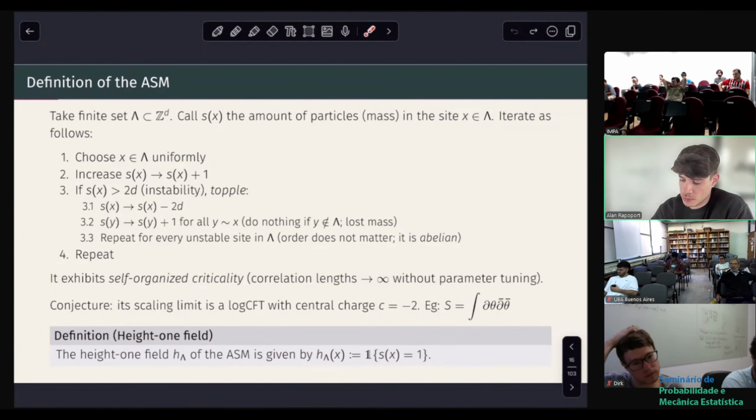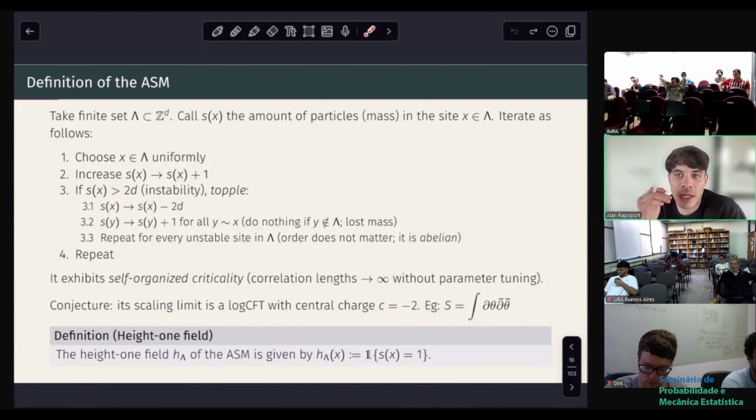Remember that since we topple whenever S is strictly larger than 2D, at some point I will have added at least 1 grain of sand to each point, and I will never be toppling. Basically, I will never have less than mass 1. So I can have mass 1 or more than that. So 1 is the minimum. And this field is 1 whenever the mass is 1, and 0 whenever the mass is larger than 1.